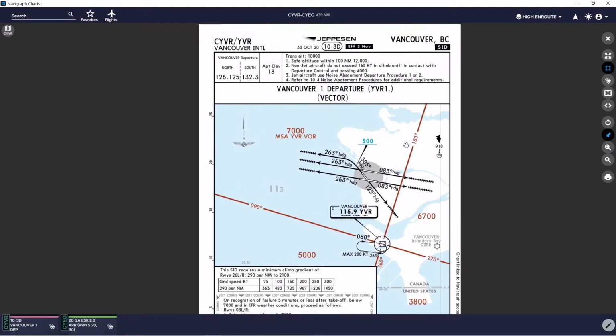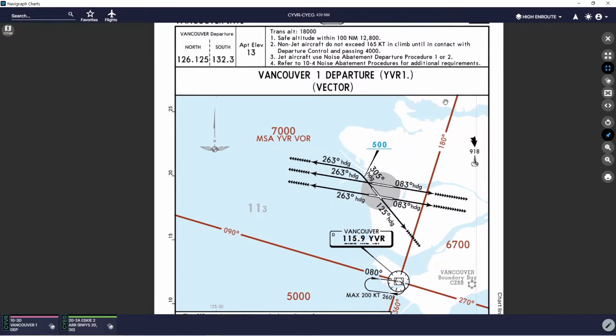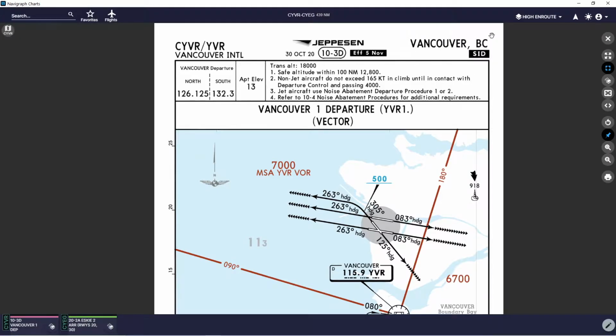The reason we know this is a vectored SID is in the first little section up at the top. You'll see it's Vancouver, British Columbia, and it says SID, Standard Instrument Departure. Then the next section is the Vancouver 1 departure, the code that it is. So if you're looking in your FMS or your GPS, this is what it's most likely going to appear like in that unit, the Vancouver 1. And as we know, it's a vectored SID. That's what that means in brackets there.